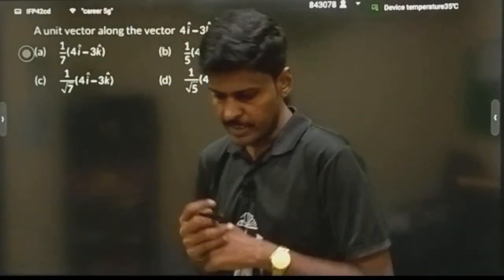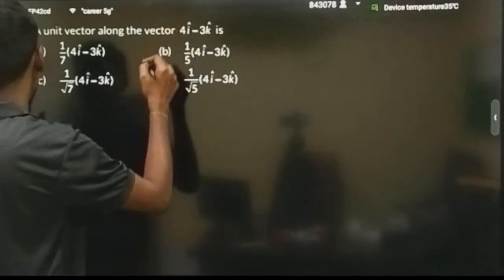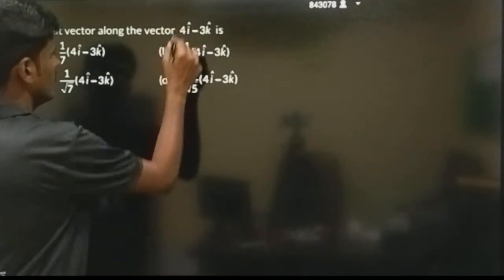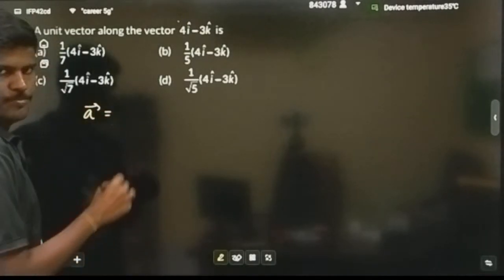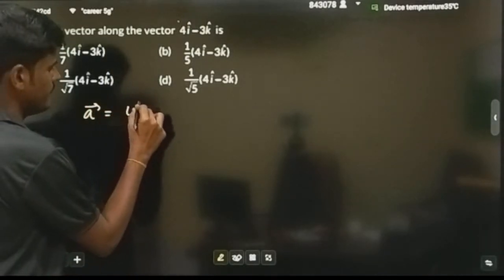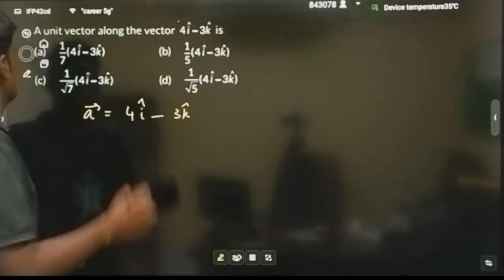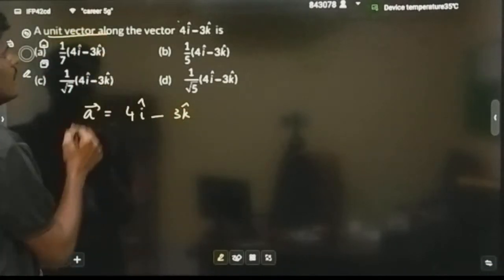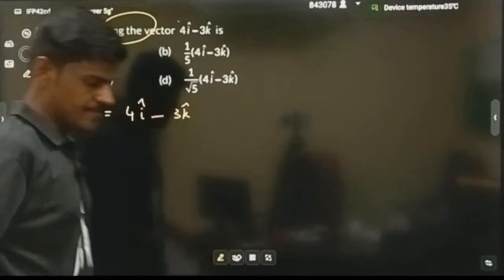Unit vector along the vector. We have already seen how to denote a unit vector. Let's take this vector as A vector, equal to 4 i cap minus 3 k cap. Now what do you need to find? The unit vector along the vector. This word is key: along the vector.